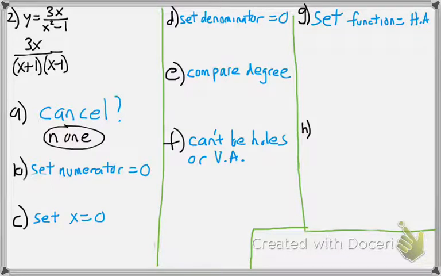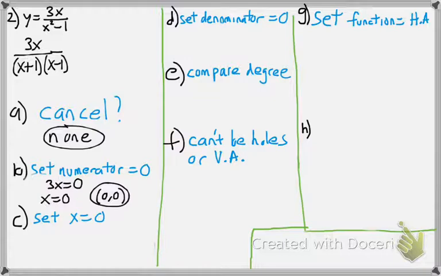For part B, we want to set the numerator equal to 0. So I'm going to refer back to the original version of the function. So 3x is equal to 0, and x is going to be equal to 0 then. So as a point, that'll be the point (0, 0).